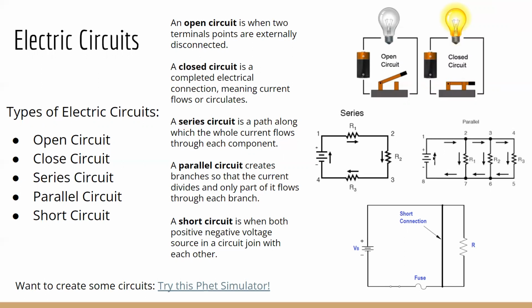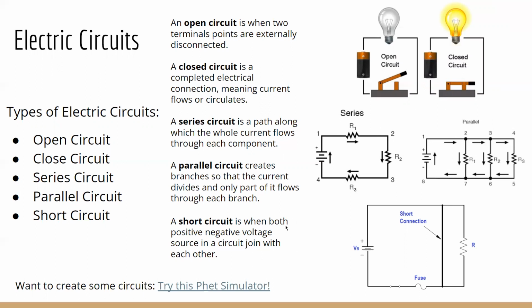So the battery source current is being divided through each path of the circuit. The voltage will be the same everywhere, but the current in these branches will be different, since it's being divided throughout these three branches.